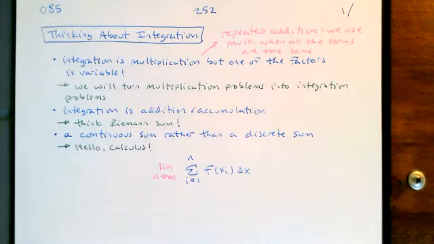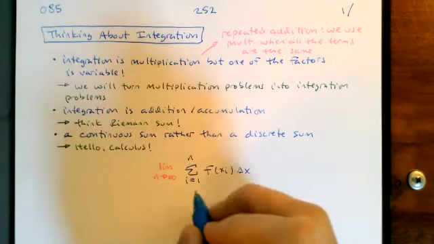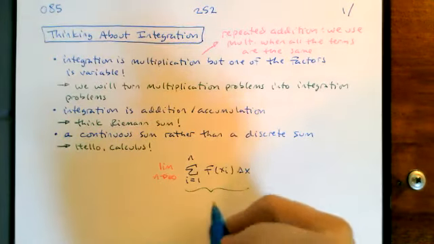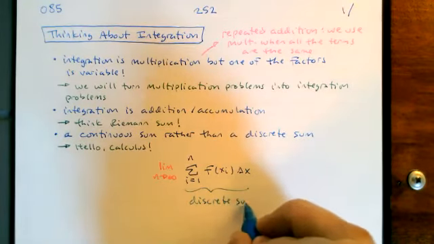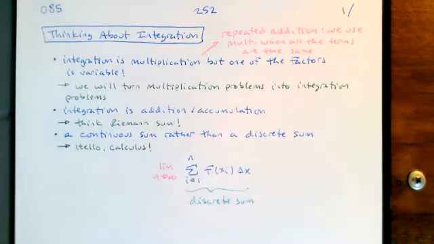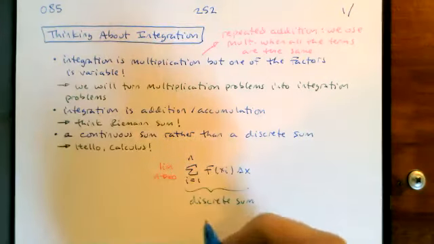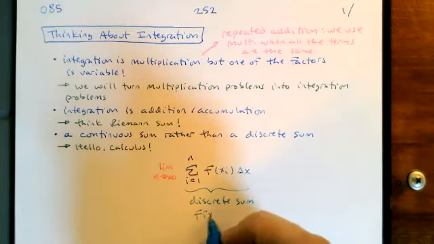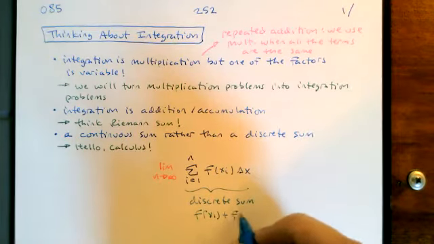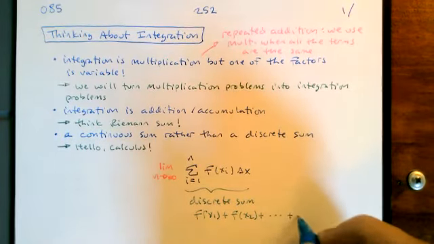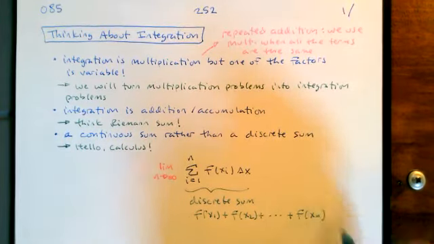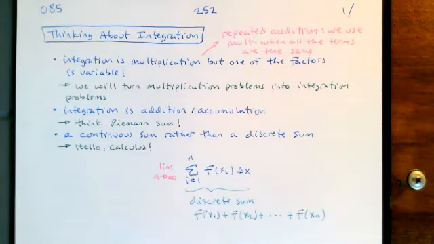We start off with the f at xi delta x part. This is a discrete sum because it has individual terms, and we can separate them and we can count them. F at x1, f at x2, and so on up to f at xn. It's n terms, and we can count them.